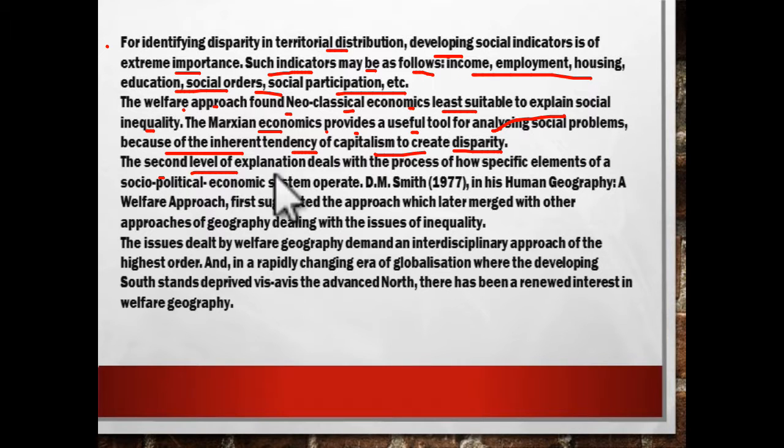The second level of the explanation deals with the process of how specific elements of a socio-political economic system operate. Dr. D.M. Smith in 1977, in his human geography and welfare approach, first suggested the approach which later merged with other approaches of geography dealing with the issue of inequality.